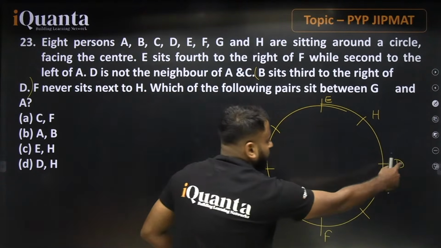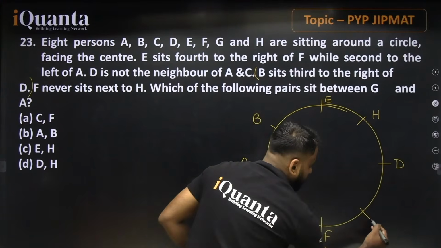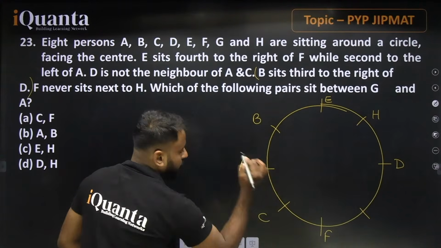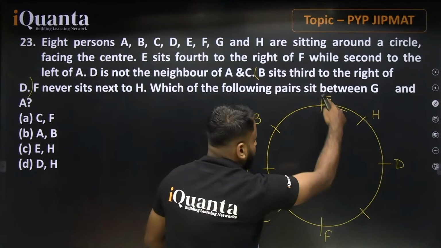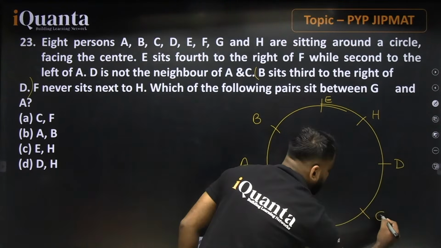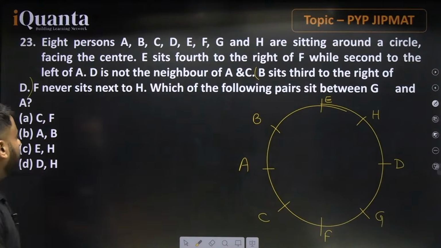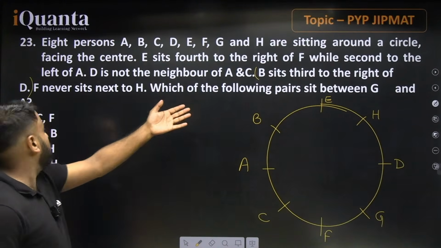So D is not the neighbor of A and C. It means C will not come up here, C will come up here. Now here we have A, B, C, D, E, F, G remains. G will come over here. Correct? Now the point is, which of the following pairs sit between G and A?